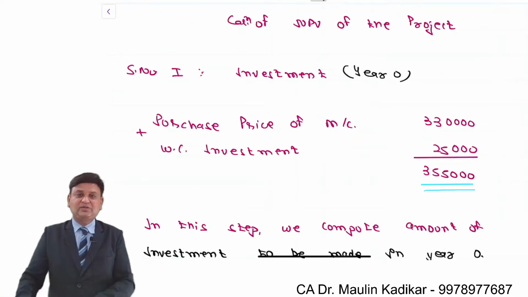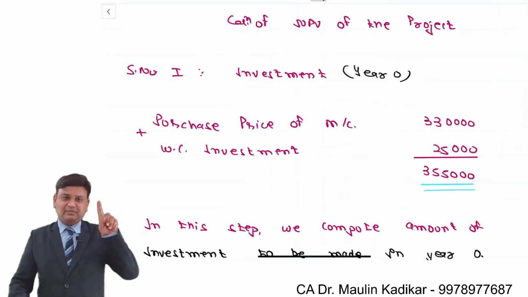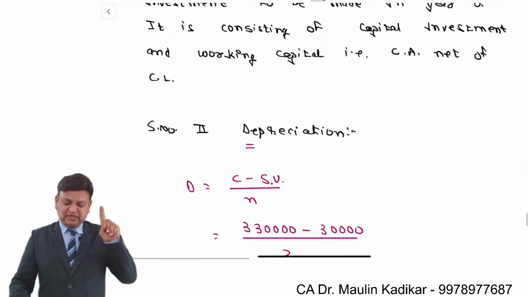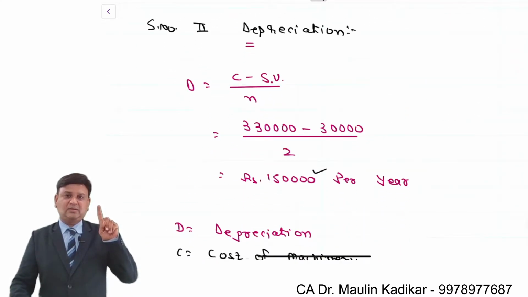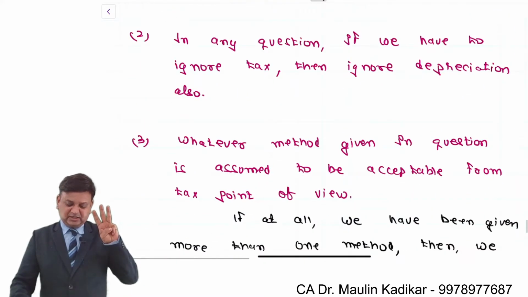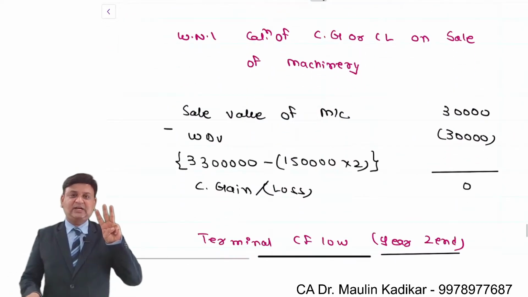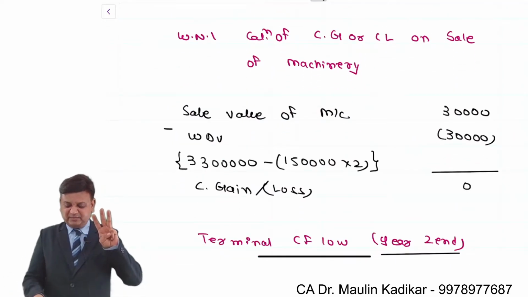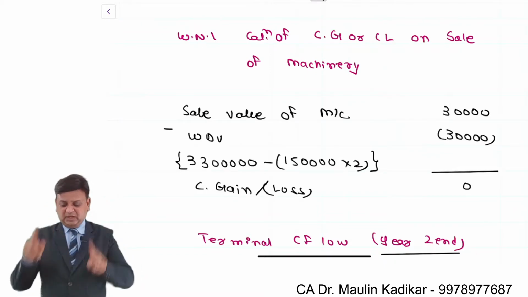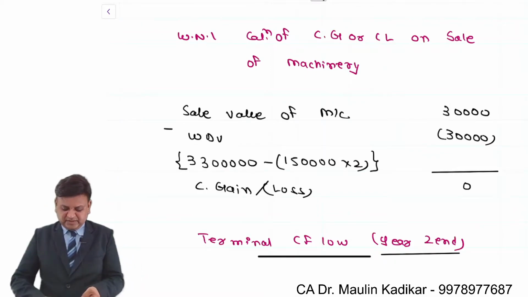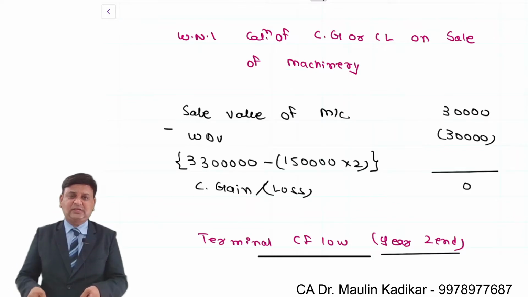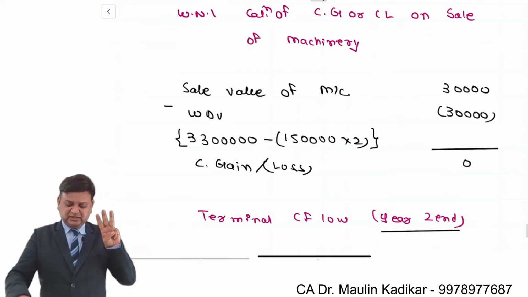I am giving you a quick revision of the entire answer. Step number 1, the investment: purchase price of the machinery and working capital investment. Step number 2, depreciation, cost minus scrap value divided by number of years, annually 1,50,000. Step number 3, terminal cash flow. First we prepare a small working note: the amount of the capital gain or loss on sale of the asset. It is 0 in this example.